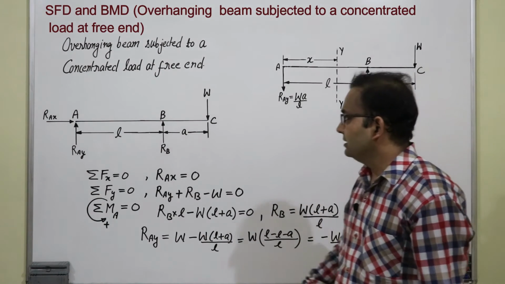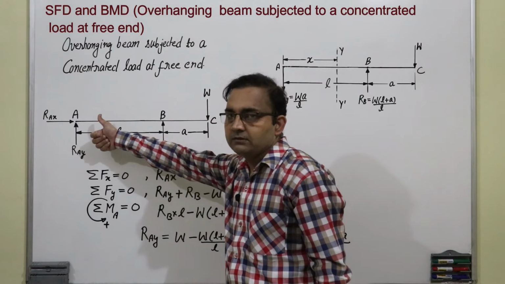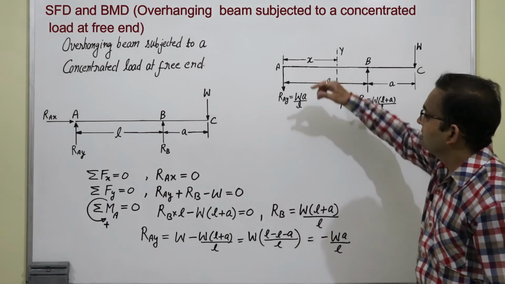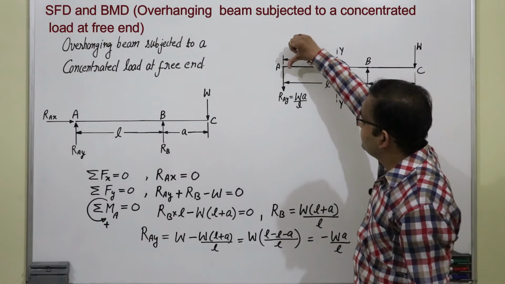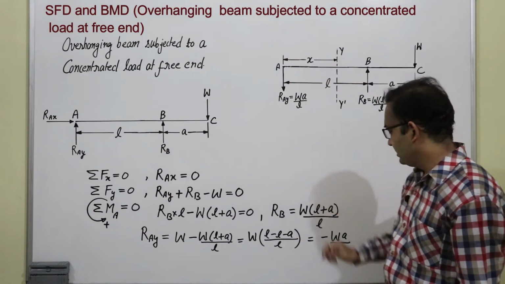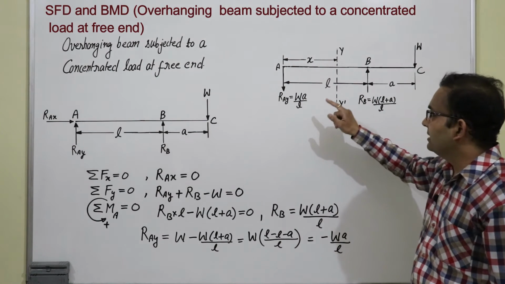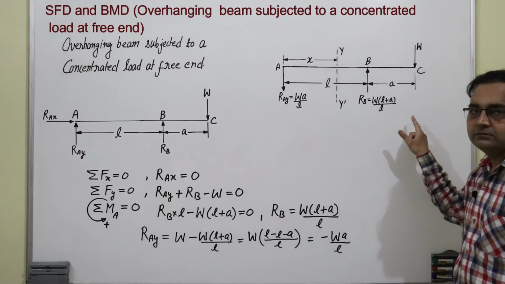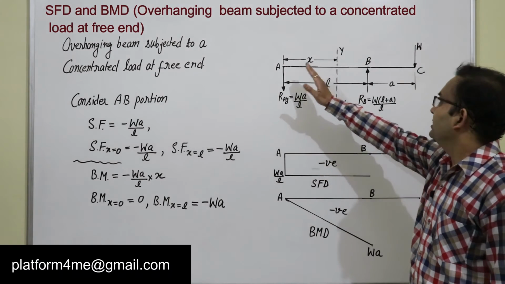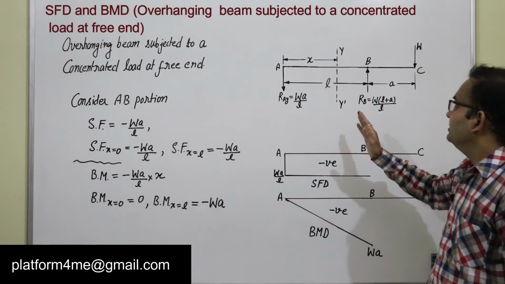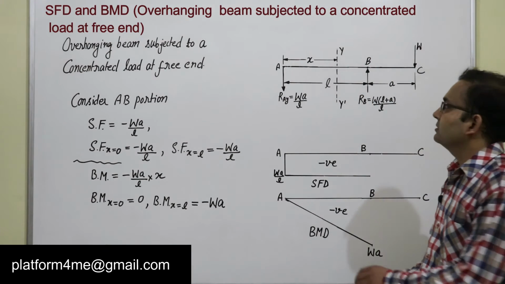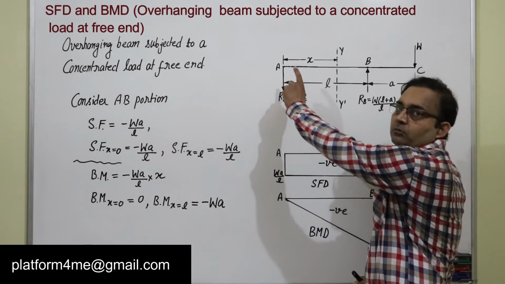RAY is coming negative. It means we have to reverse the direction of this arrow. We had taken the sign upward, but it is coming negative, that is why we will change its direction and it will be downward, and its value is WA by L, which is downward. This is RB value. First we will consider portion AB. We will take section Y dash, which is at a distance of x from point A.